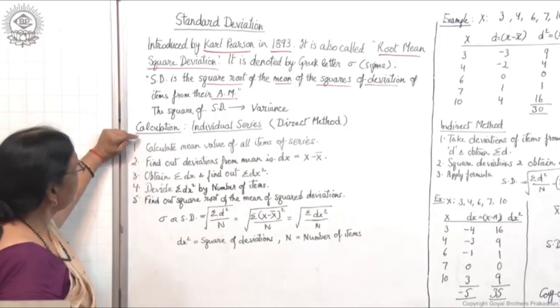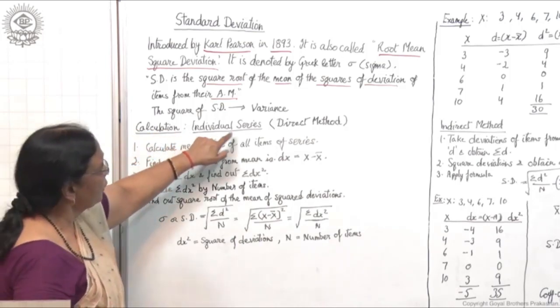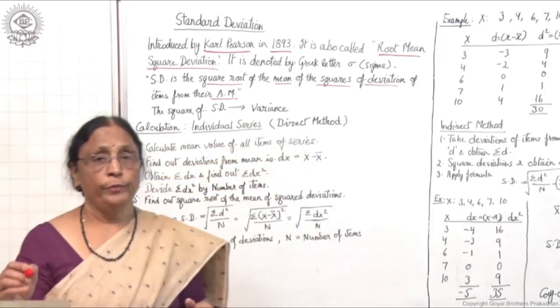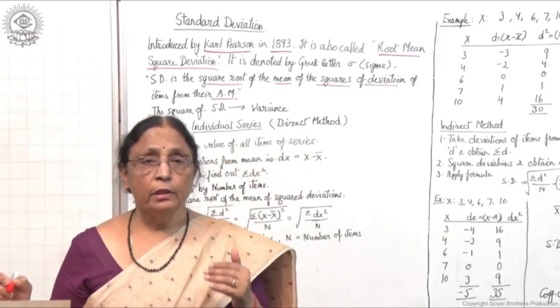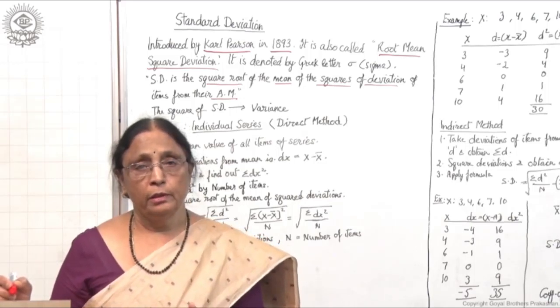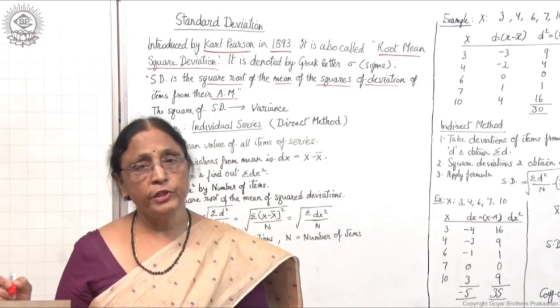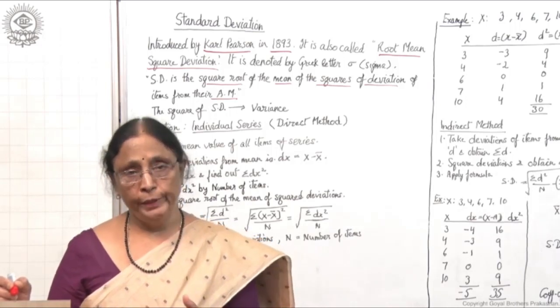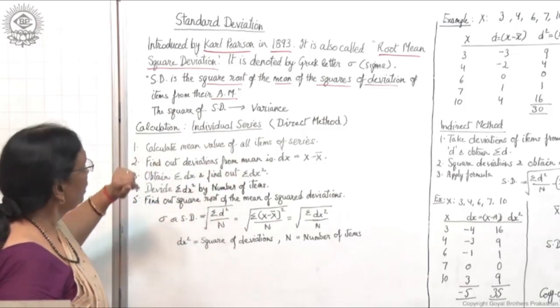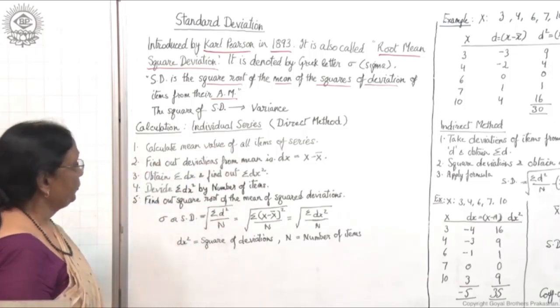Now let us see the calculation in case of individual series by direct method. You remember the direct method means when the deviations are taken from actual mean. In the case of indirect method, deviations are taken from assumed mean. So this is the direct method of calculating standard deviation.